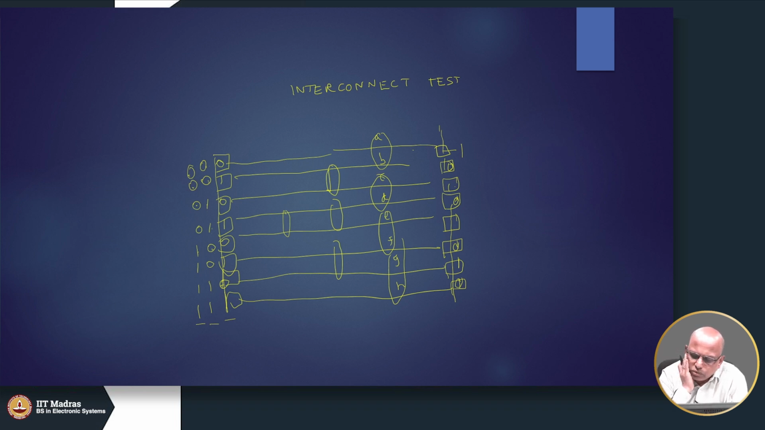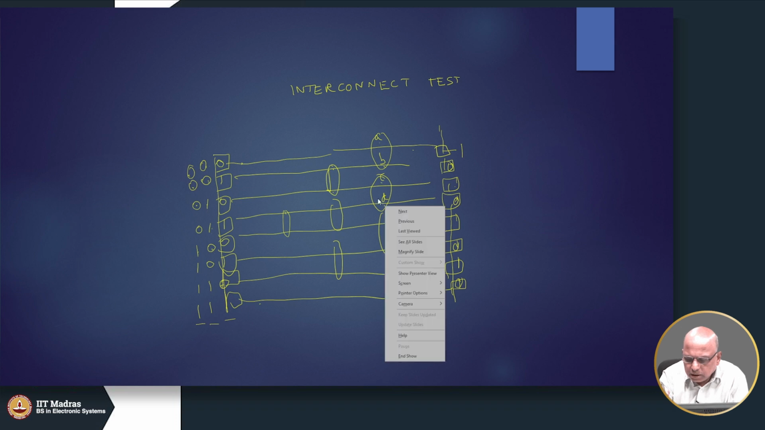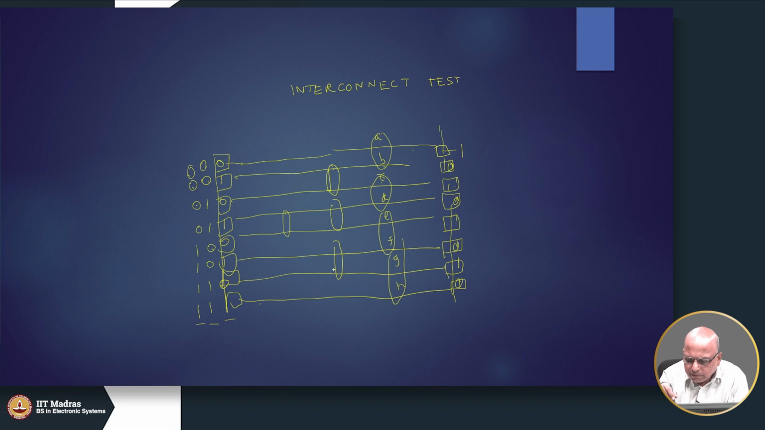So, we may not be so keen to see whether these two get shorted, that is very unlikely. So, the near ones that can get shorted are A, B, B, C, C, D, then D, E, E, F, F, G, G, H. So, we have sort of managed to get all those combinations.